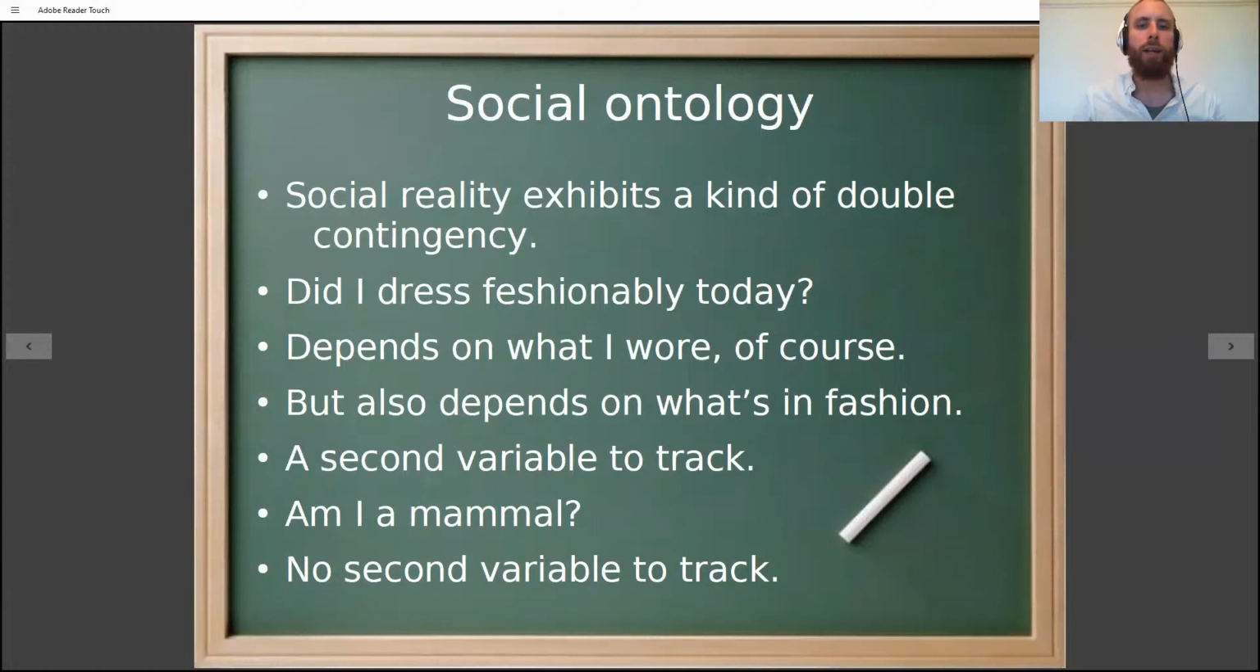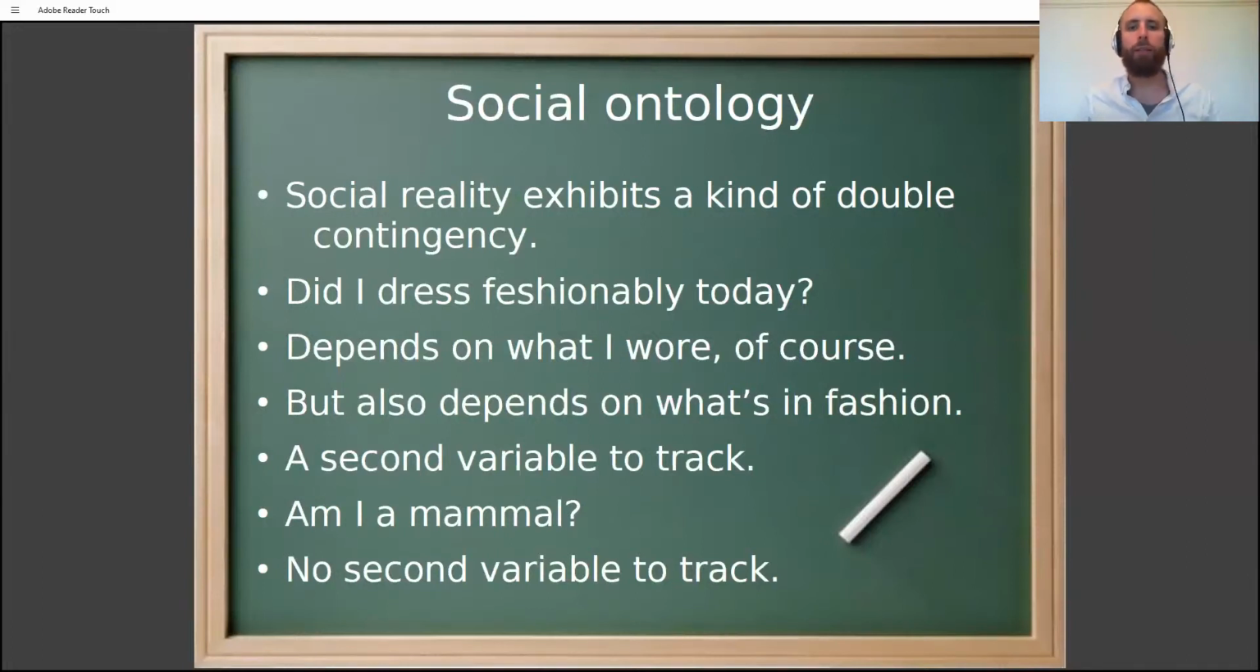Now, two-dimensionalism is a natural fit for social ontology because social reality exhibits a kind of distinctive double contingency. What the social facts are depends, of course, on what the world is like. Did I dress fashionably today? Well, it depends on what I wore, but it depends on something else as well, on what counts as fashionable currently. That is, of course, something that's subject to change, so it's a variable that we need to pin down before we can inspect what I wore and see whether it makes me fashionably dressed.